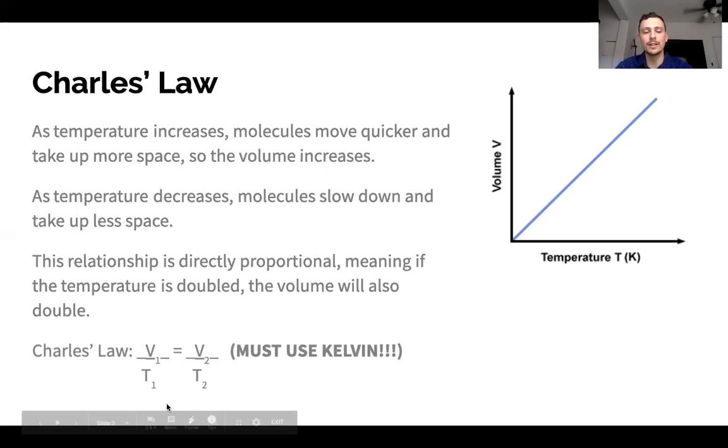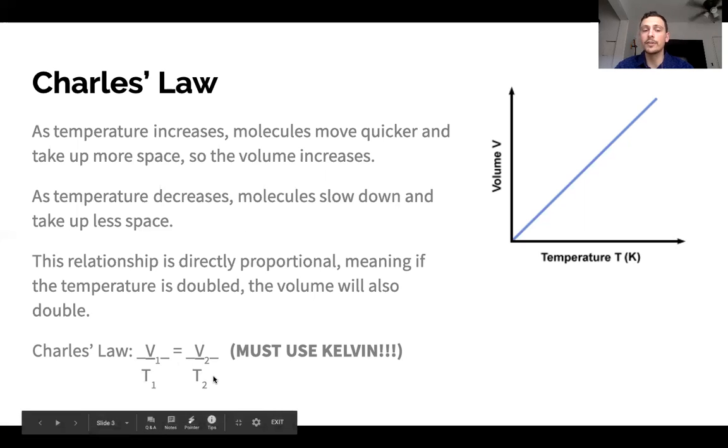So Charles's law looks like this. We have V1 for volume 1, initial volume, divided by T1, that's our initial temperature, is equal to V2, or our new volume, divided by T2, or our new temperature.